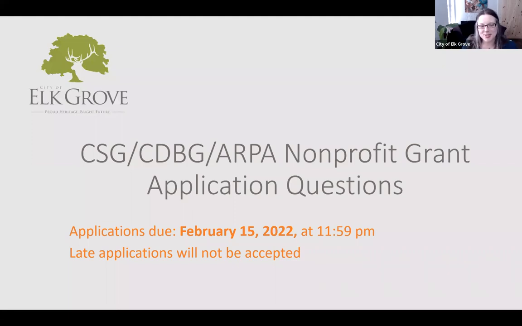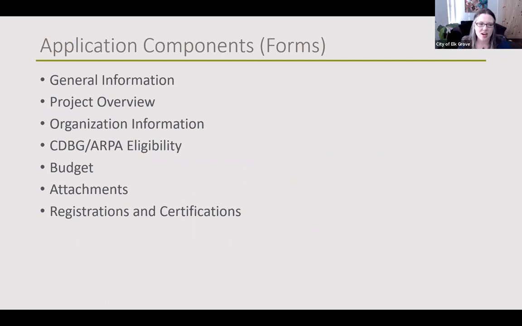Next, I'm going to go into some of the CSG, CDBG, and ARPA application questions and just walk you through a little bit of the information that we're asking in the grant application. Again, there are different application components or forms that you're going to click through in the system. That step-by-step guide has screenshots and shows you what this looks like. So I encourage you to take a look at that. For the CDBG, CSG, and ARPA application, it's your general information, project overview, organization information, the CDBG ARPA eligibility, budget, attachments, and then your registrations and certifications.